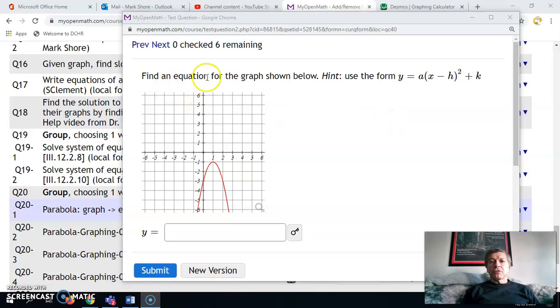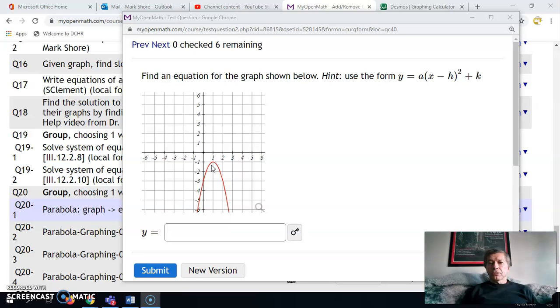Okay, on this problem it says find an equation of the graph shown below. Hint, use the form y equals a times quantity x minus h squared plus k. So this is a quadratic equation because it's squared. And doing this first one here, we can see that it opens downward, and that's going to affect this a right here. And then also look for the vertex point.